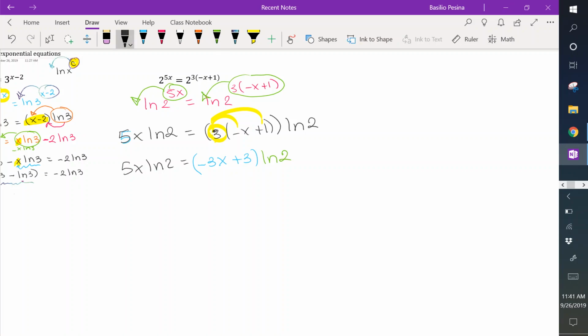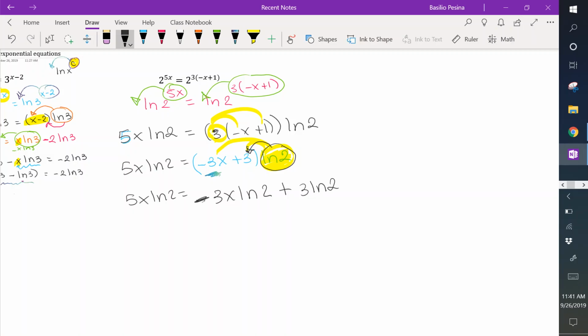Awesome. Let me continue combining like terms. Notice this ln of 2 is on the outside, so you have to distribute it to both parts. The left hand side stays the same, 5x ln of 2 equals ln of 2 distributed to the first part, negative 3x, so negative 3x ln of 2, plus ln of 2 times this 3. So I get 3 ln of 2.